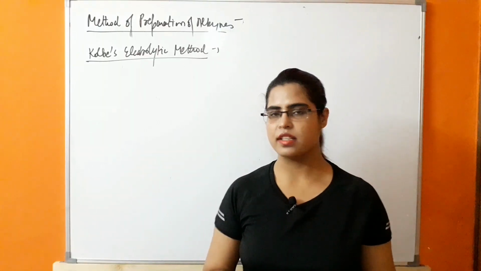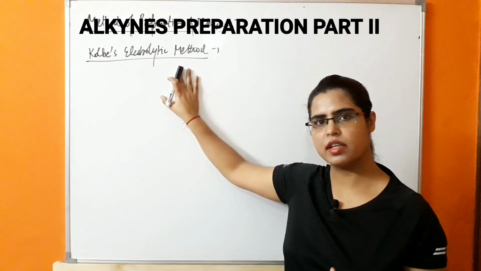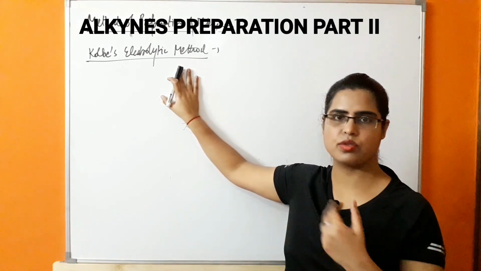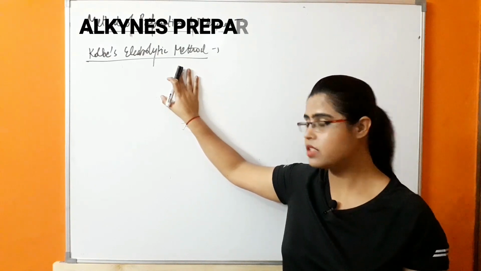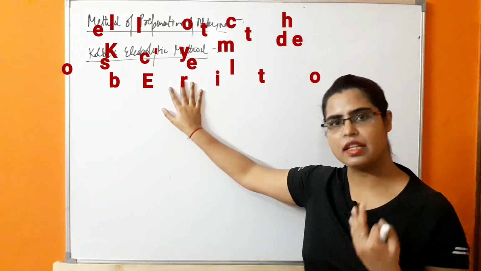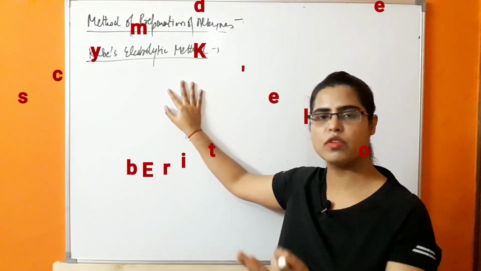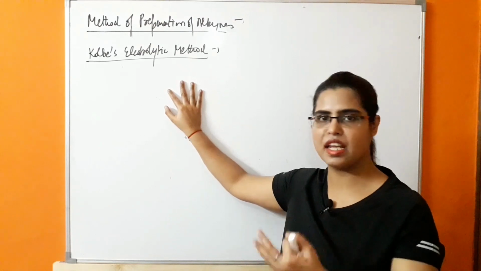The preparation method of alkynes is the Kolbe electrolytic method, and we have earlier also studied the Kolbe electrolytic method in the case of alkanes and alkenes. So what will be the preparation method in the case of Kolbe electrolytic method? In this, electrolysis of the sodium or potassium salt of maleate and fumarate can be done.